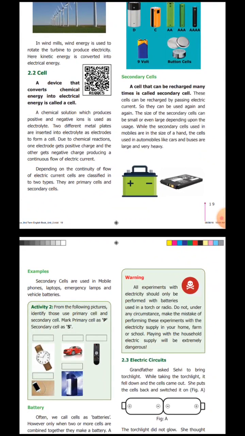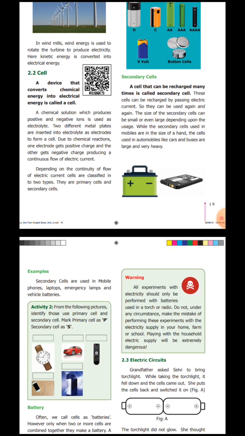A cell that can be recharged many times is called a secondary cell. These cells can be recharged by passing electric current, so they can be used again and again. The size of secondary cells can be small or even large depending upon the usage. While the secondary cells used in mobiles are the size of a hand, the cells used in automobiles like cars and buses are large and very heavy. So what is meant by secondary cell, children?